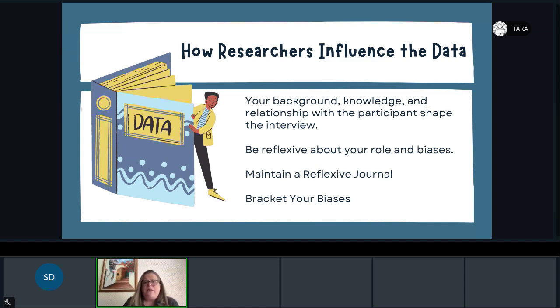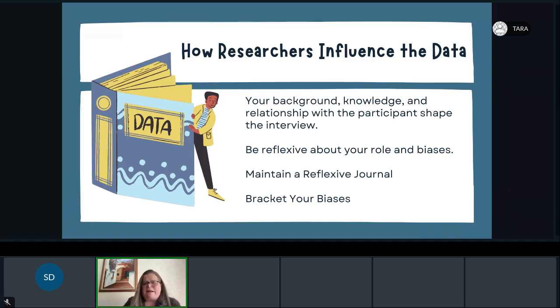You have to be reflexive about your role and your biases. Everybody has biases. It's okay. We're human beings. We should have biases, right? But we need to acknowledge them. We need to maybe keep a journal of our biases to remind ourselves how we reacted when a participant said a certain thing, and just make note of that. So there are ways that we can bracket our biases.